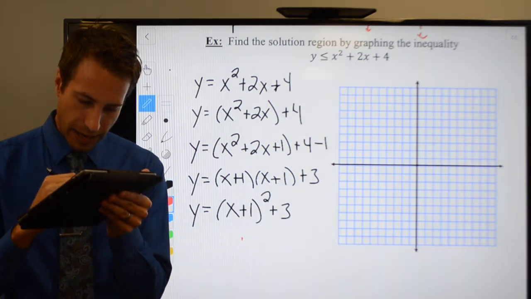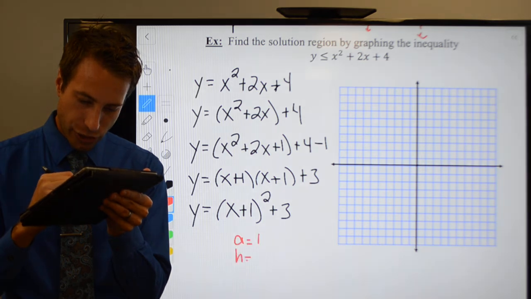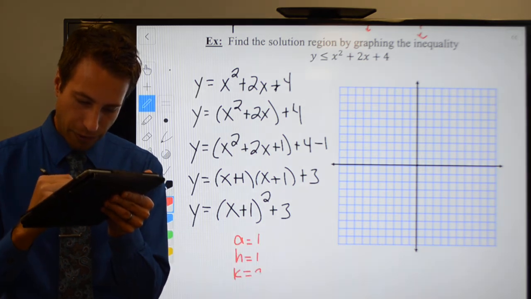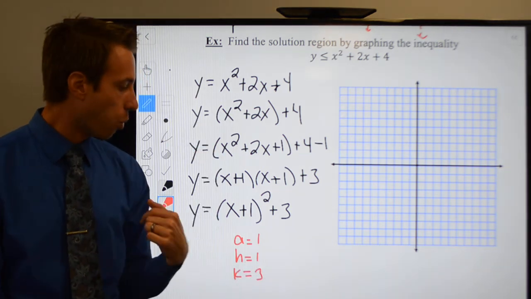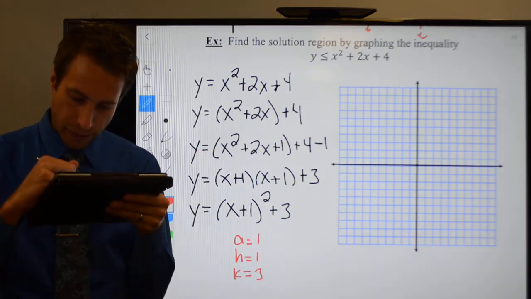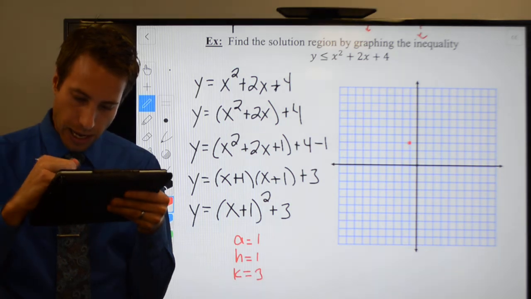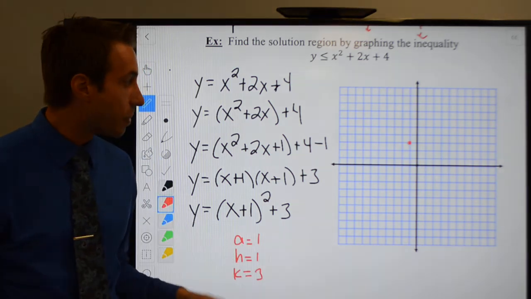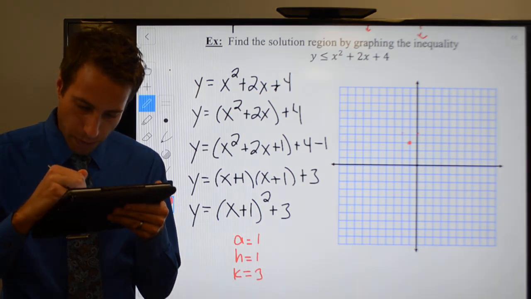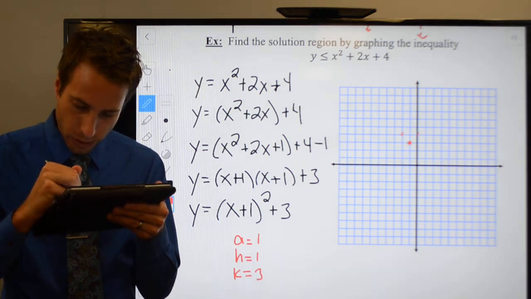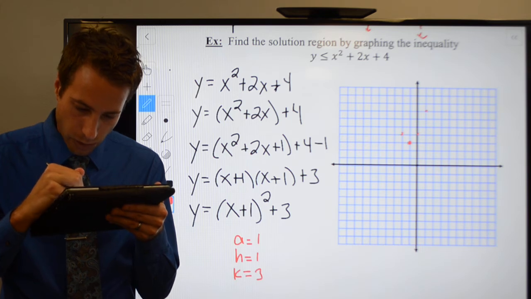All right, so I have an a of 1, an h of 1, and a k of 3, which means I am going to shift left 1 and up 3. Left 1, 1, 2, 3. My parabola is going to open up, and it'll have a standard shape: over 1, up 1, over 1, up 1, go over 2, up 4.